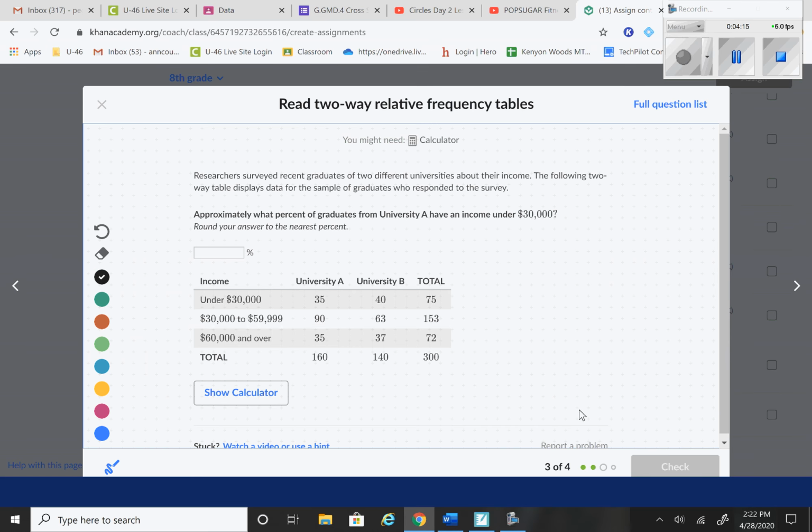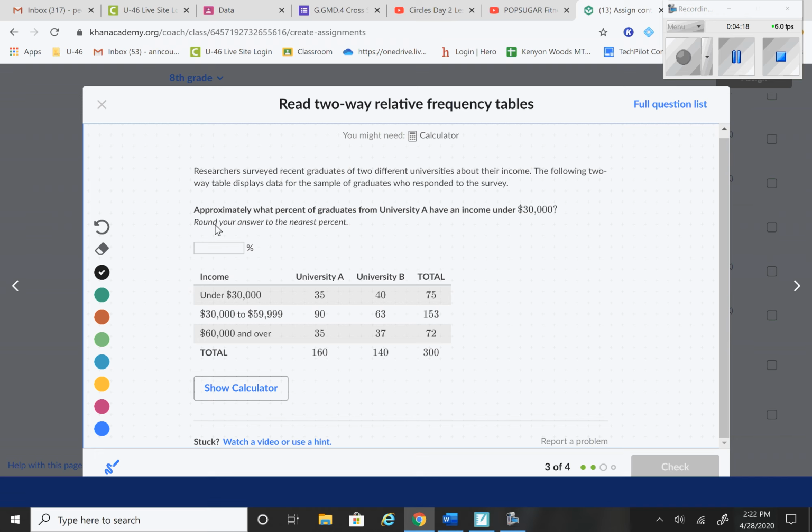It says here, approximately, so this looks like a very similar table, but it says approximately what percent of graduates from University A have an income under 30,000? So income under 30,000 from University A, what percent of graduates from University A, so they had 160 total from University A. So if I take 35 divided by 160, I'm pulling out my calculator, guys. 35 divided by 160, I get 0.218. So I'm going to round that to 22%. Yes.